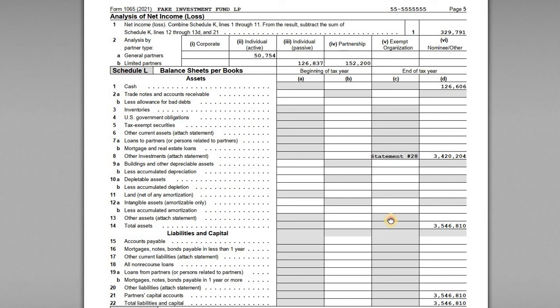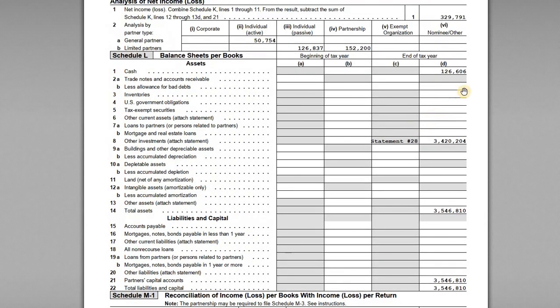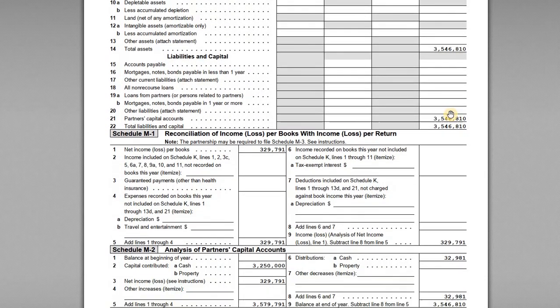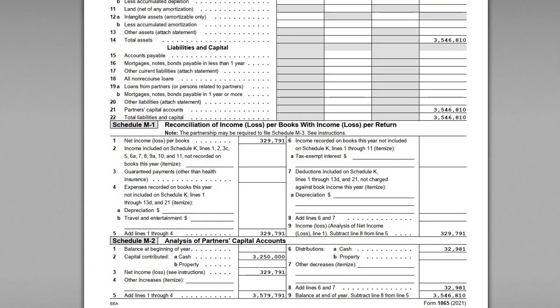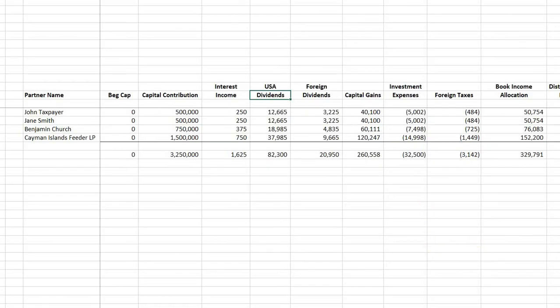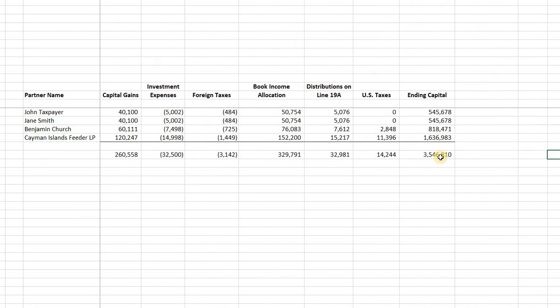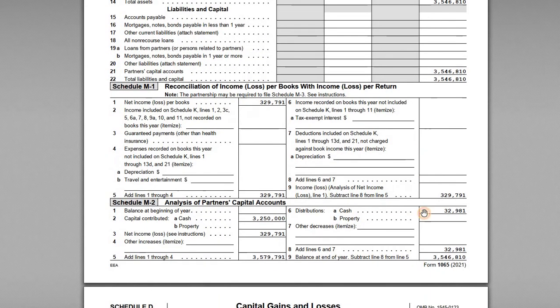All right, so now if we look at Schedule L, again, just a simple balance sheet, very, very straightforward, matches what we have on the financial statements. Total amounts of cash, the investments at cost, and then the total ending capital for the group. So 3546810, that does reconcile with our capital roll forward schedule. So if we look here, we can see that the total amount of capital for all the partners is going to match that number. So things do look pretty good here so far.